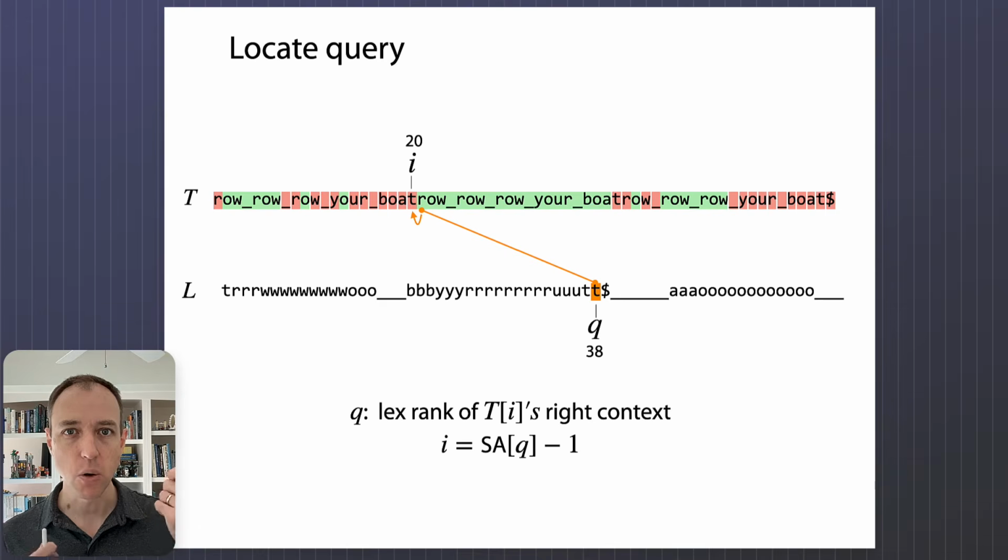Okay, so this could be the tether. This could be the toe hold that we have. It could be that we're tracking a range that includes offset 38, and therefore our toe hold is linking offset 38 in the BWT to offset 20 in the text T. Okay? All right.